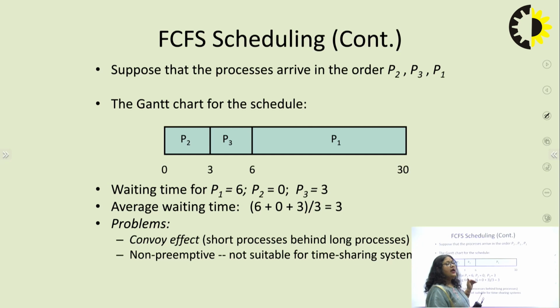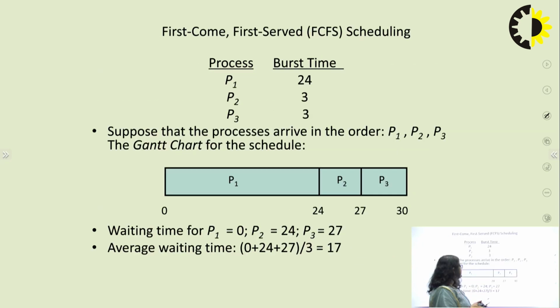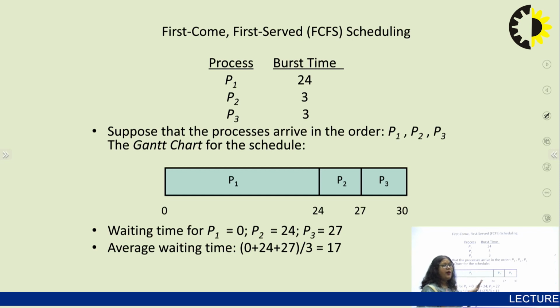That means, in this question P2 and P3 demand the processor for 3 minutes and P1 requires the processor for 24 minutes. We assign the processor to P1 first due to the ordering. P2 and P3 require very little time compared to P1, but the processor is held by P1 for a longer time. So this problem is known as the convoy effect, and this problem comes in the FCFS.